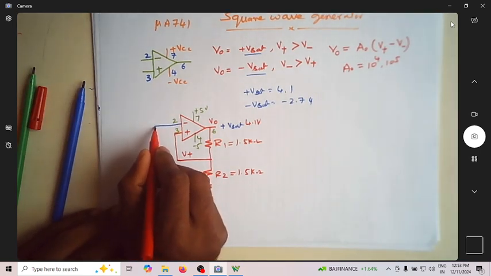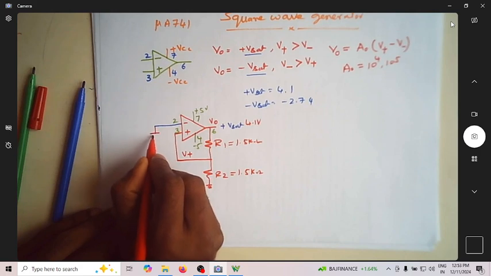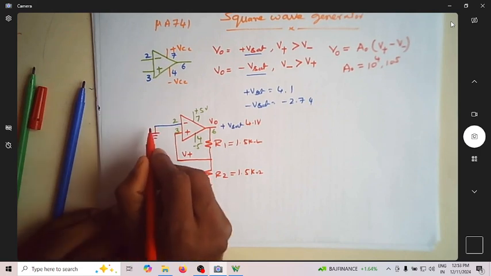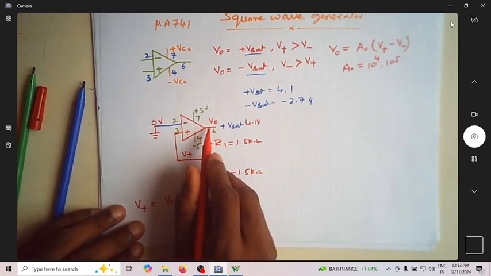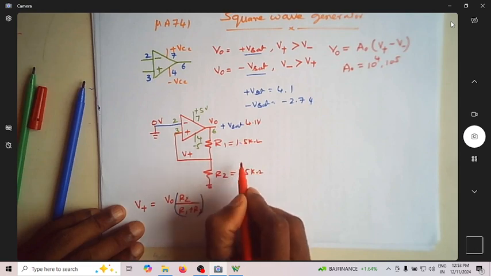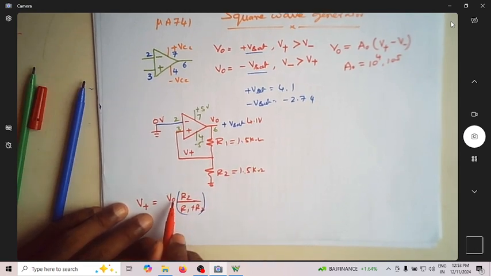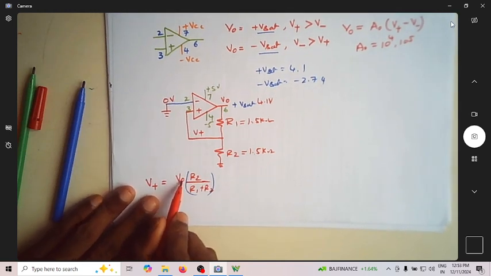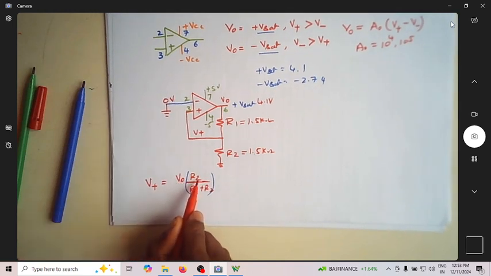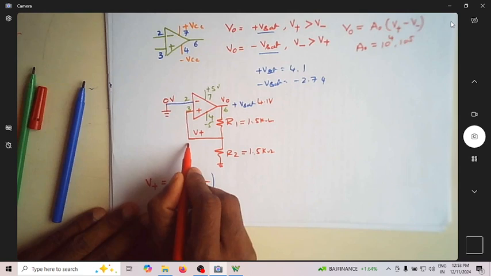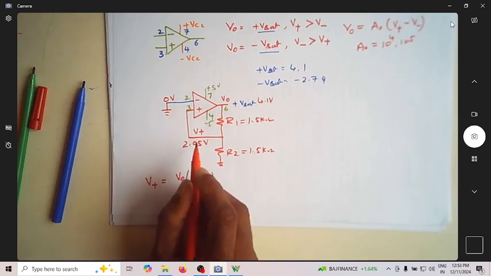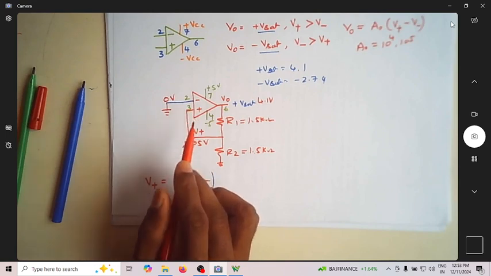Suppose I ground this, so this is always at 0 volt. What is the voltage you have here? This is 1.5. If I substitute 4.1 volt multiplied by 1.5 by 3, naturally it is half of this 4.1, which is 2.05 volt. That is the voltage at the non-inverting terminal.